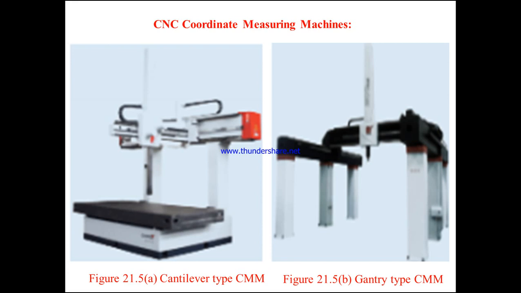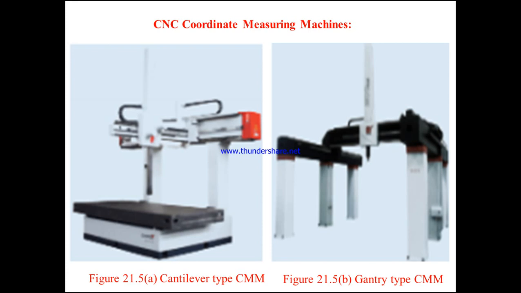So what do you mean by a coordinate measuring machine actually? The coordinate measuring machine is a dimensional measuring device. That is nothing but the inspection device. So we are going to have a dimensional check by using the coordinate measuring machine. These are designed to move the measuring probe to determine the coordinates along the surface of the workpiece.